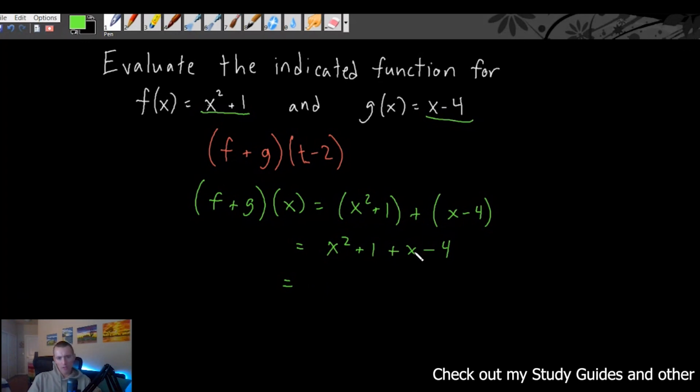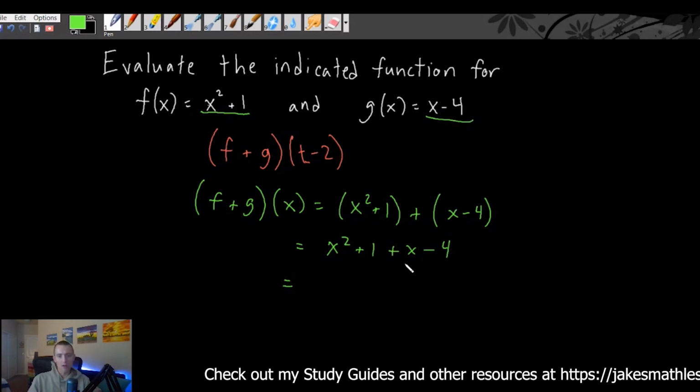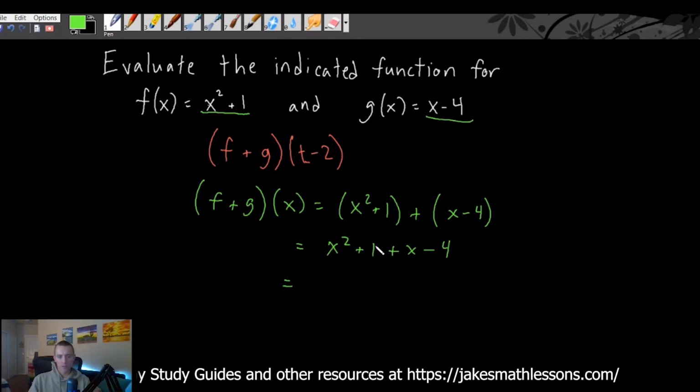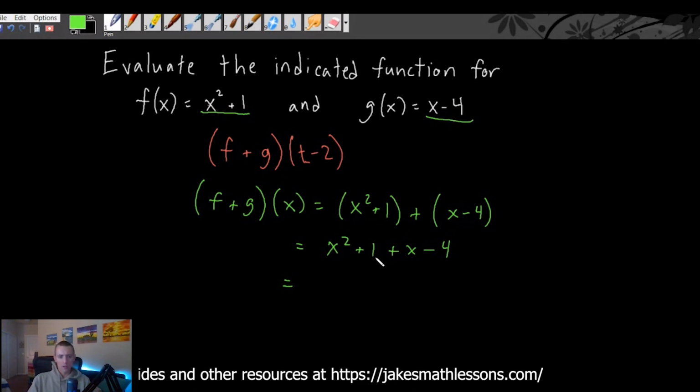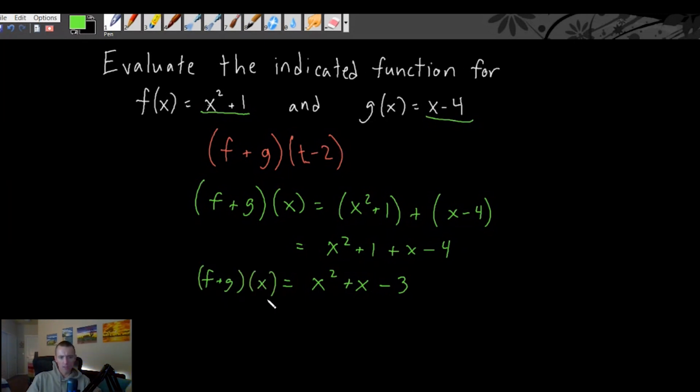So now from here, what we can do is we can just combine our like terms. So we have an x squared term, just one of them. There's not going to be another one we can combine there. Then we have a plus x term, just one of them. Can't really combine anything there. But then we do have a plus 1 and a minus 4, so we can combine those. So we're just going to have x squared plus x carry through. Plus 1 minus 4 is going to become minus 3. So now this is just our generic f plus g of x.